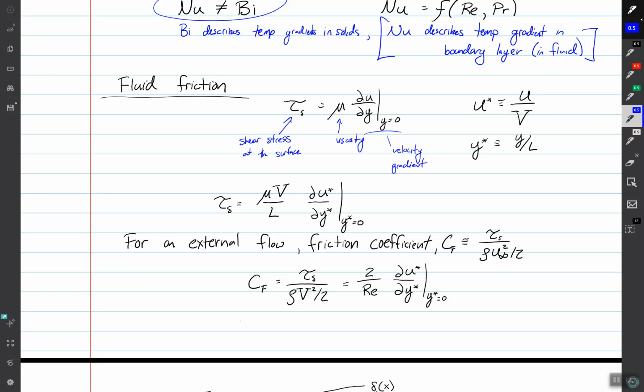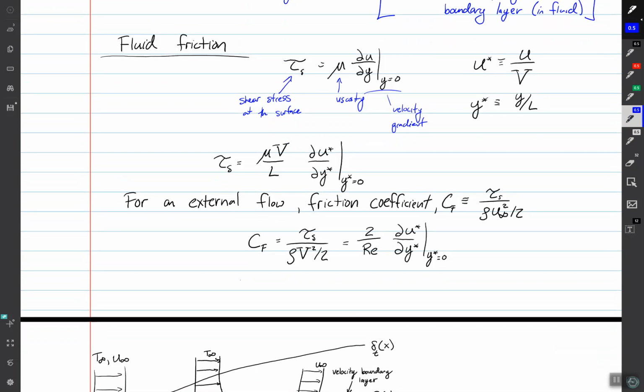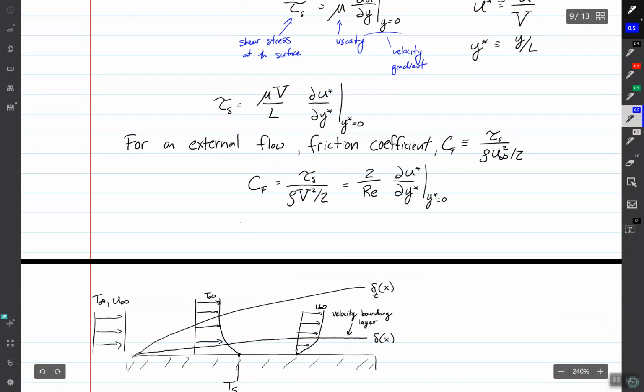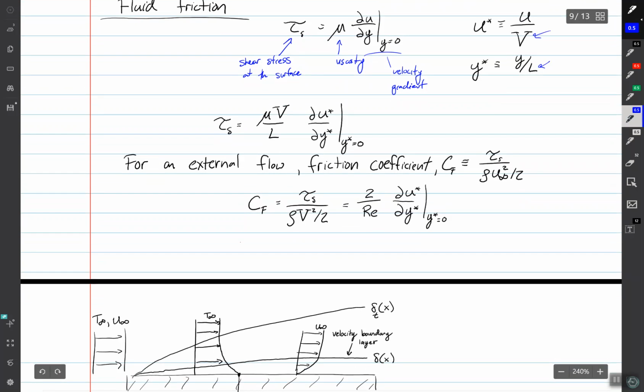We can non-dimensionalize this equation as well. We're going to become experts at non-dimensionalizing. We just kind of go and non-dimensionalize everything. We can non-dimensionalize velocity by a characteristic velocity, typically the free stream velocity. Non-dimensionalize position the same way we did before with our characteristic length. Plug those guys into the equation. We would get something like this.